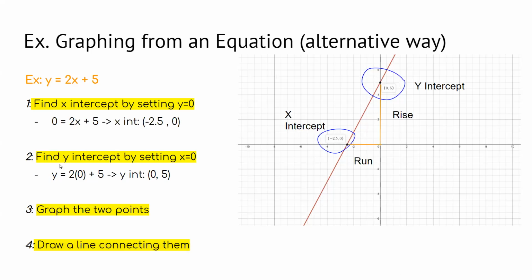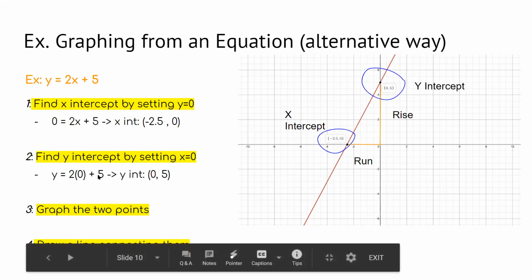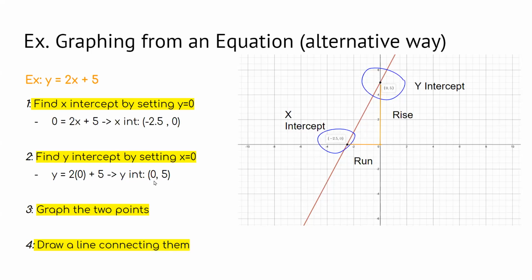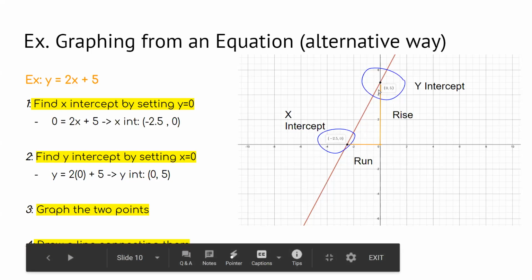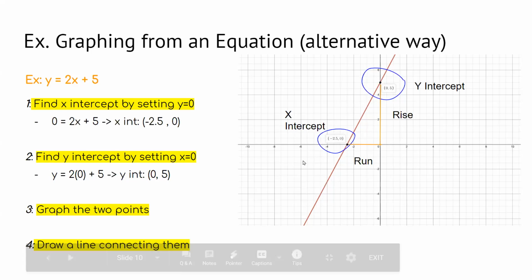And then for the y-intercept, we already know from the previous problem, but that's when x equals 0. So you see y equals 2 times 0, which is 0, plus 5, which is 5. So it's 0 and 5, which is right here. So we can graph the 2 points, the x-intercept and the y-intercept, and then we can just use a ruler or a straight edge and connect the 2 of them.